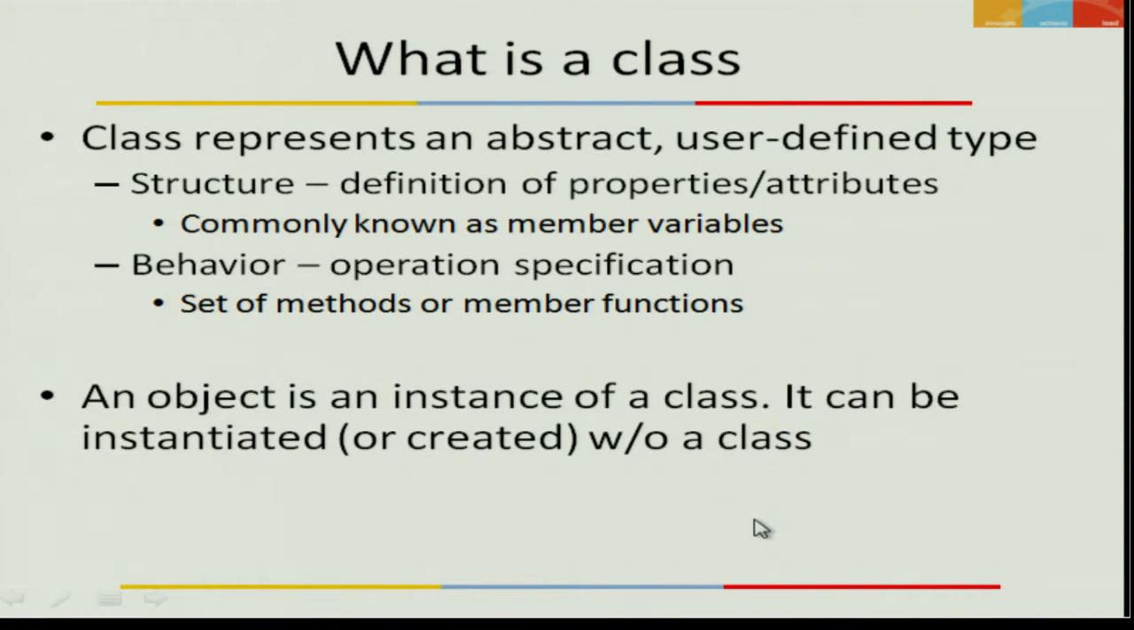So in an object-oriented design, let us look at what is a class. Class essentially represents an abstract user-defined type, and class actually has two parts. One is the structure part and another is the behavior part. So the structure essentially defines the properties or attributes. They are commonly known as member variables if you are using programming languages like Java, C++, C#, Python, and so on.